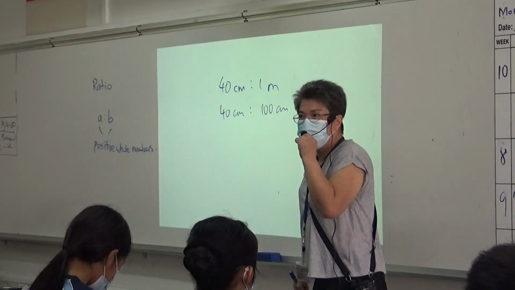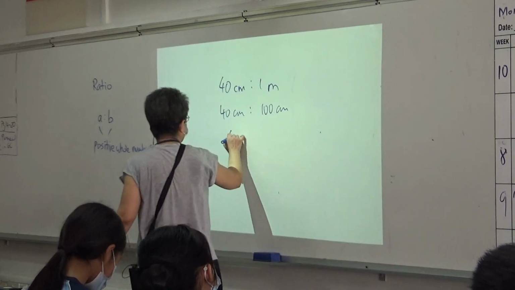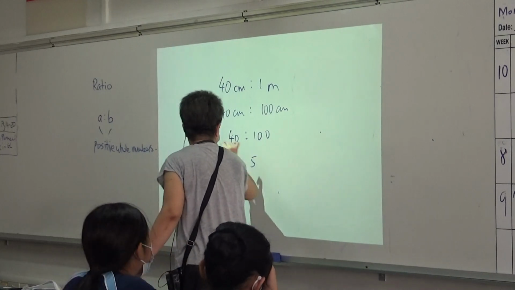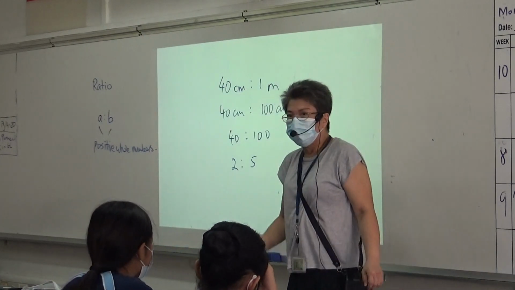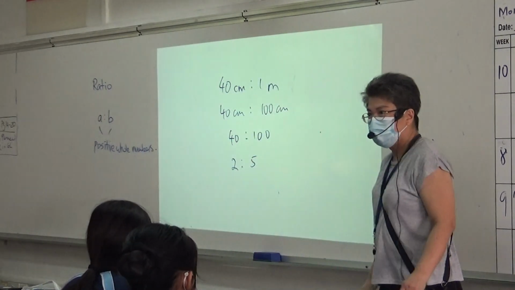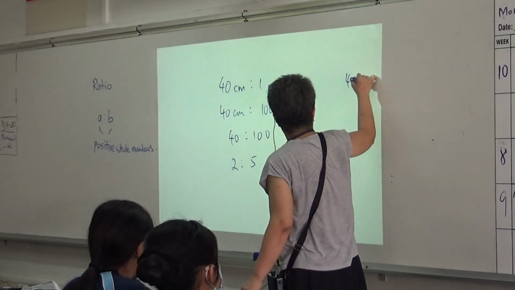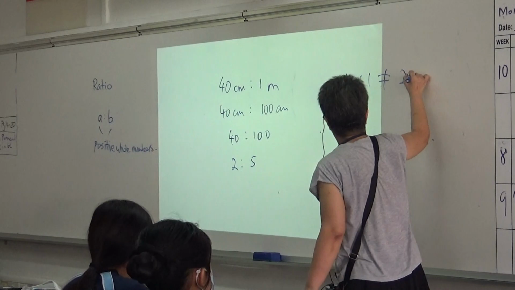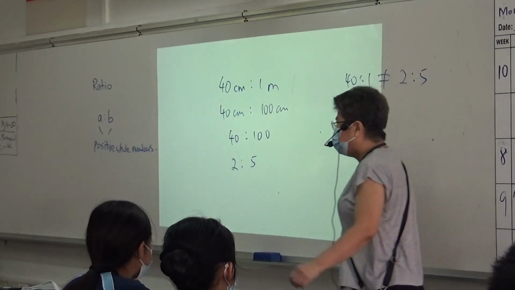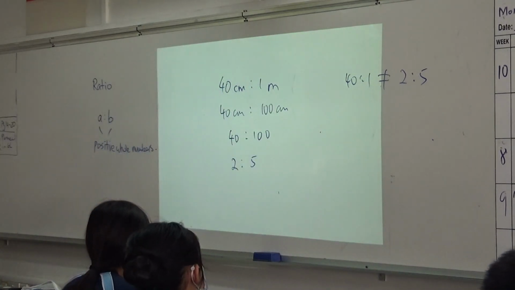Once they are in the same units, you drop the units. So this becomes what? 40 is to 100. Divide by 20. 2 is to 5. Only when they are expressed in the same units can you drop the units. Otherwise, you cannot drop the units, because 40 is to 1 is not the same as 2 is to 5. You understand what I'm talking about? Alright, so that's for this part here.